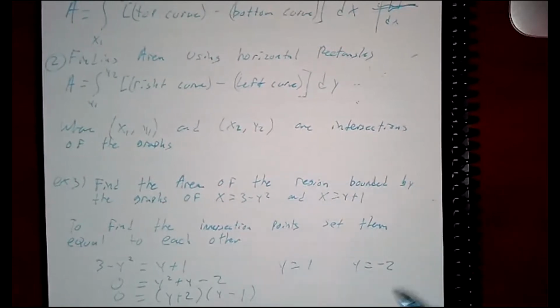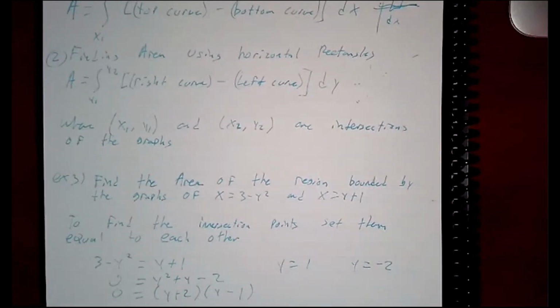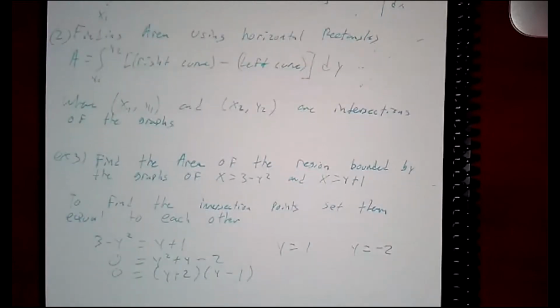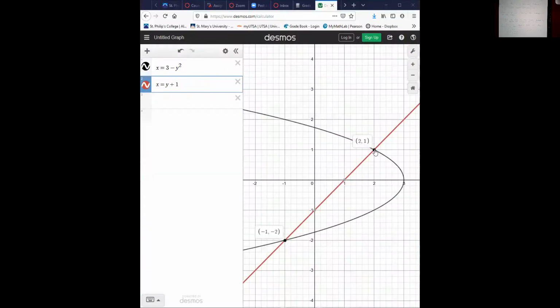So I'm going to be integrating. We'll look at our graph again. If you're wondering why do I care about these points, it's because of this. I set the functions equal to each other, and now we found these values, right? We found y equals 1, y equals negative 2. So using this, I know those values. With dy, I'm going to integrate from negative 2 to 1.